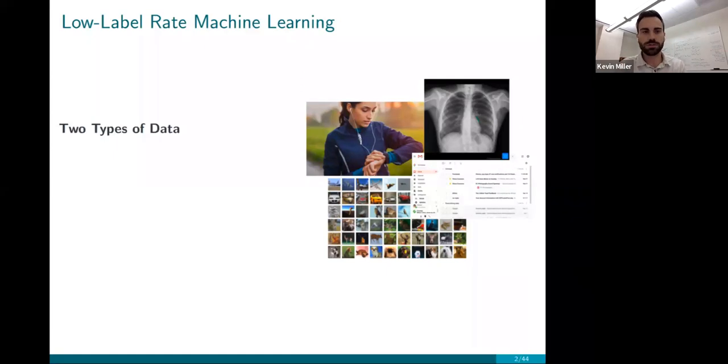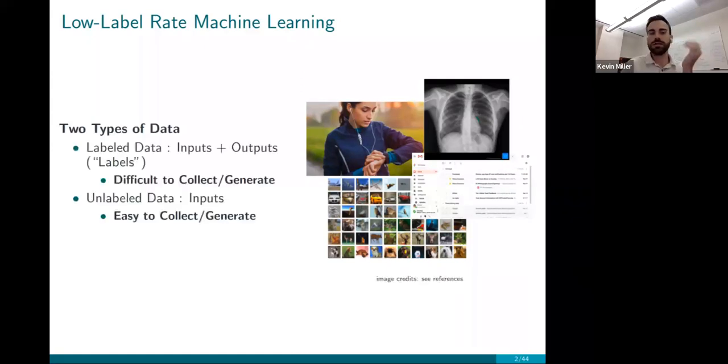But I want to distinguish between two types of data, labeled and unlabeled, where labeled data will come in the form of inputs with their associated outputs or labels for a downstream machine learning task. And unlabeled data will just be the inputs themselves. For example, this lung X-ray on the top right, I would consider the X-ray image itself to be the input, and the associated output would, for example, be classification of healthy, not healthy, COVID, not COVID.